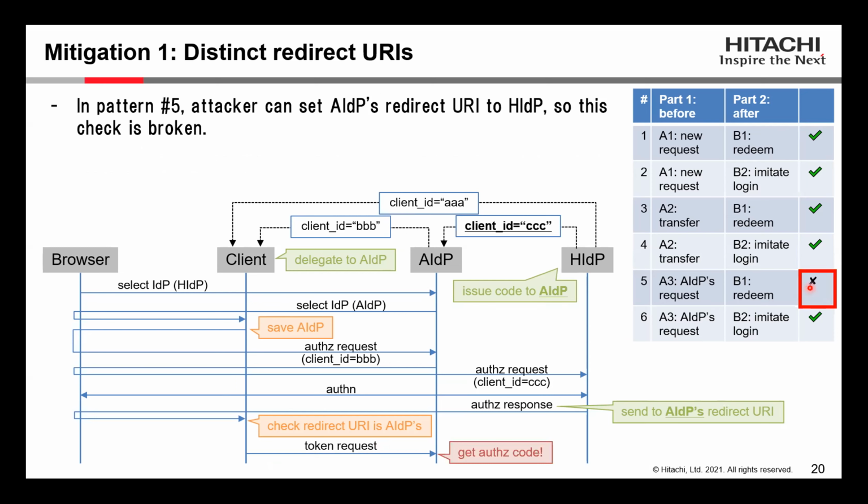In pattern 5, on the other hand, the attacker can set AIDP's redirect URI freely. So the attacker can set AIDP's redirect URI to HITACHI's. So this check is broken. HITACHI sends an authorization response to the client at this time, and the redirect URI is AIDP's redirect URI because AIDP said so. So the client cannot detect the authorization response came from HITACHI.